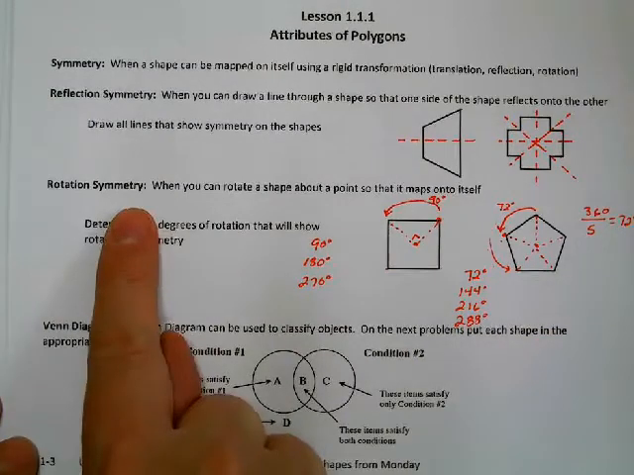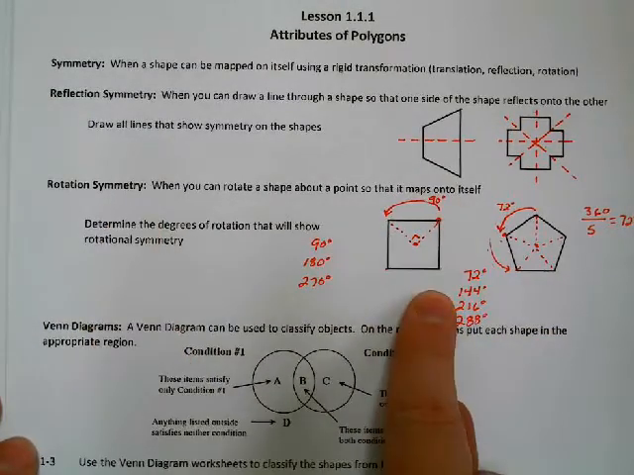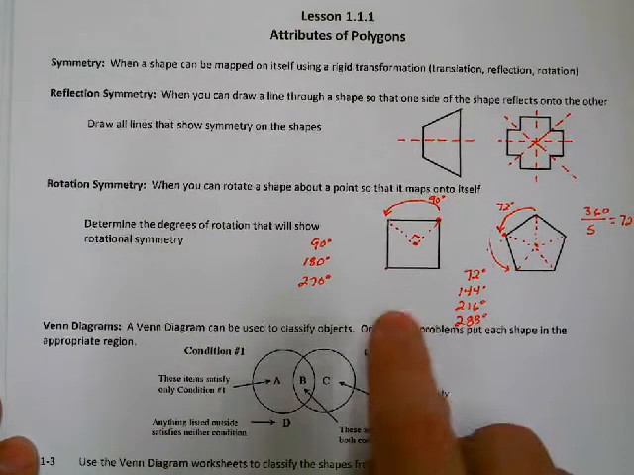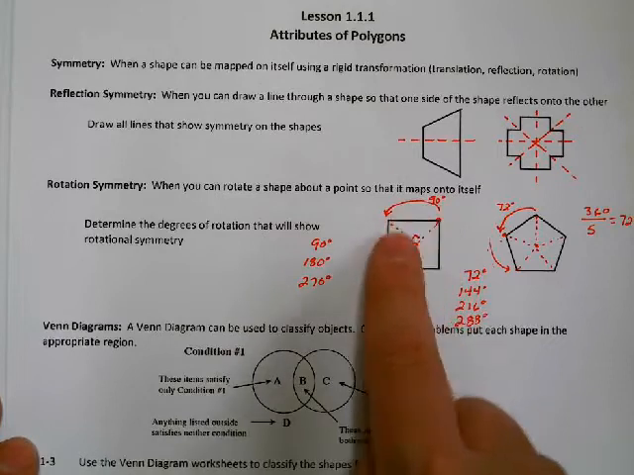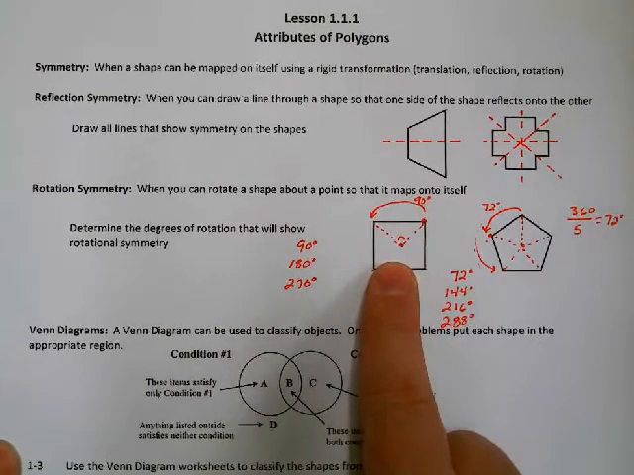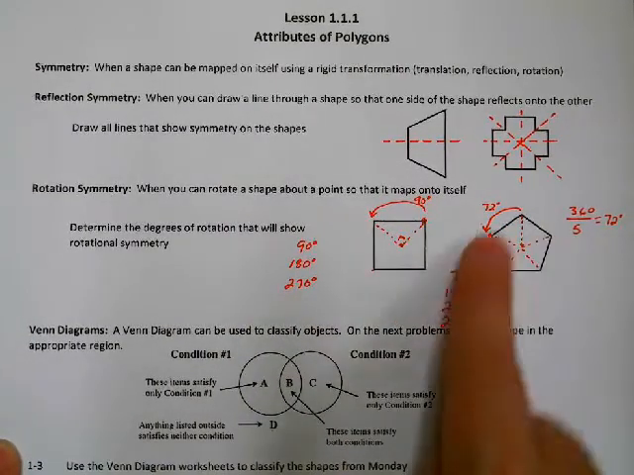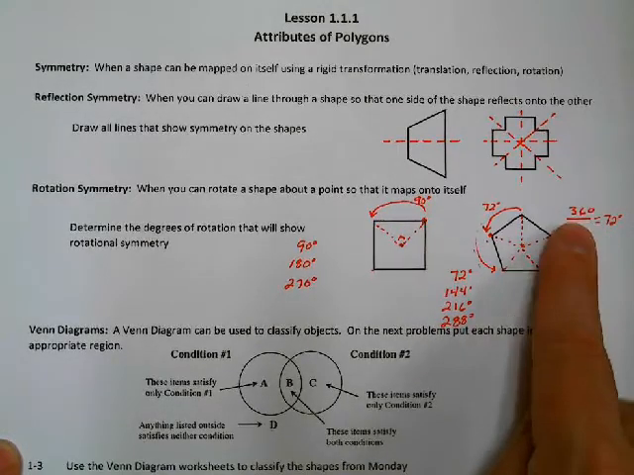When you do a rotational symmetry, you need to make sure you're saying how many degrees you're spinning it. Remember what we said? We said if it has a number of sides, you can take 360 and divide by the number of sides, and that'll tell you how many degrees you need to spin it to get it on top of itself.